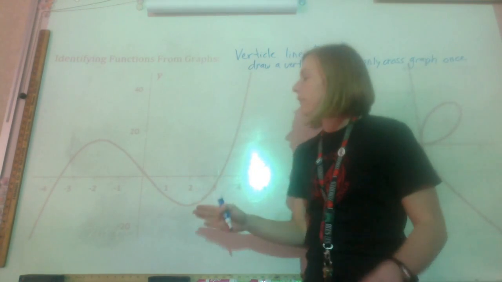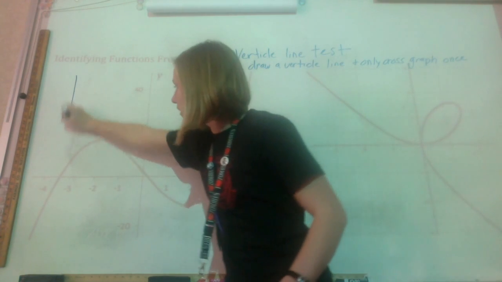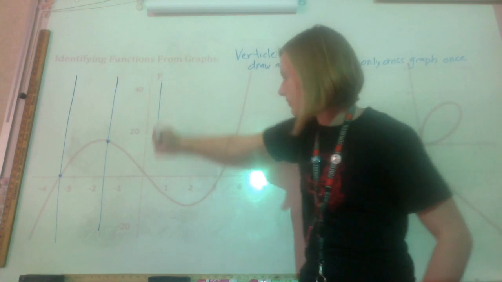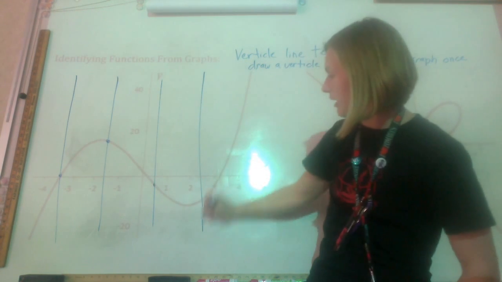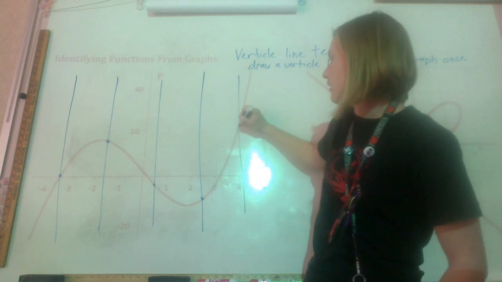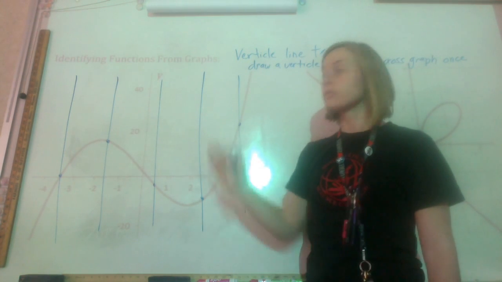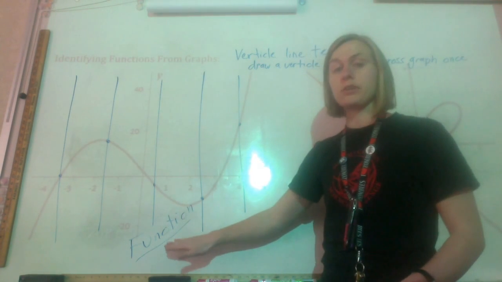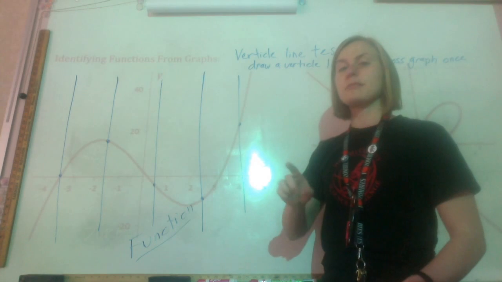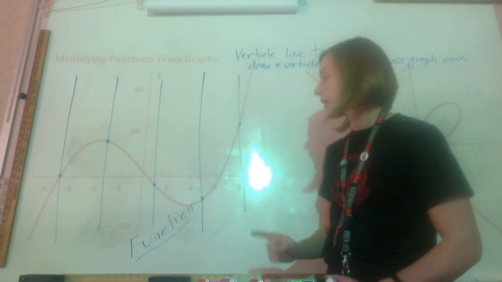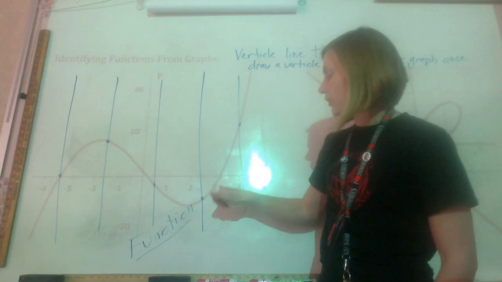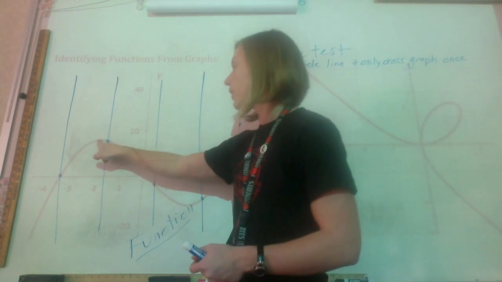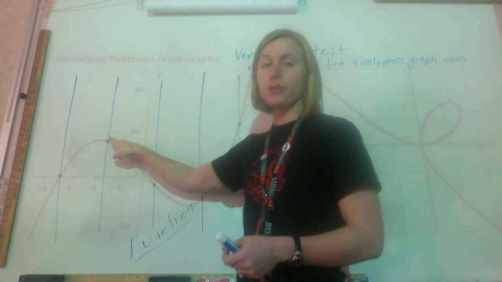So let's go ahead and try that out. If I draw a vertical line anywhere across this graph, it's only going to be hitting it once. No matter where I draw this vertical line, I'm only going to be crossing the graph one time. So this is a function because it passes the vertical line test. And realize what the vertical line test means. It means every x only has one y. So where x is 3, there's only one value for y. Or where x is 2, there's only one output, one value for y.